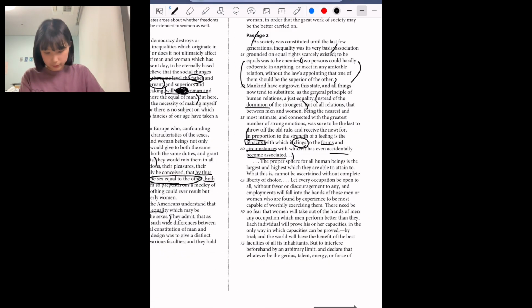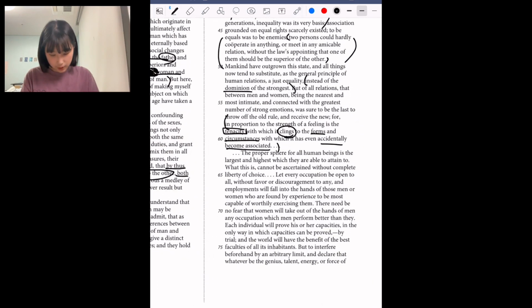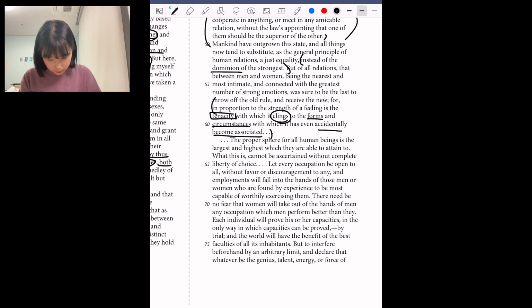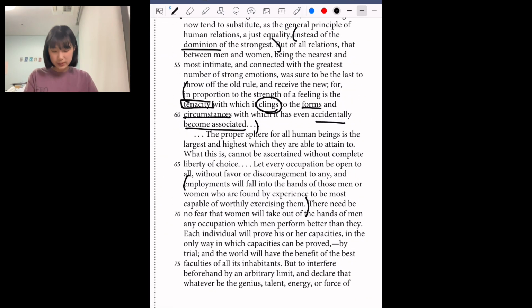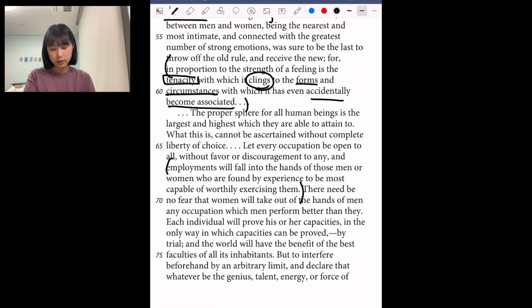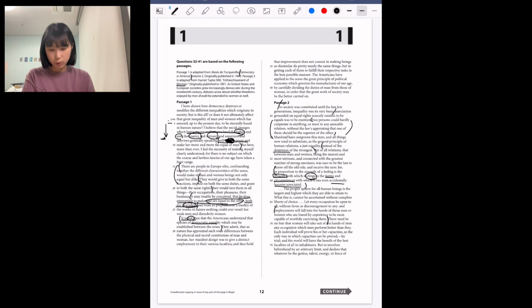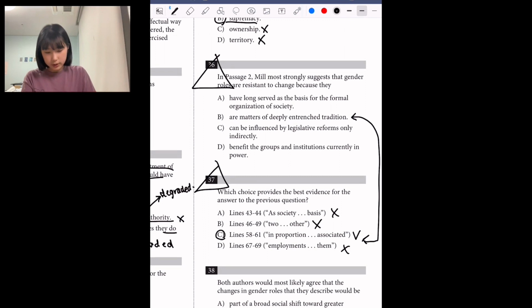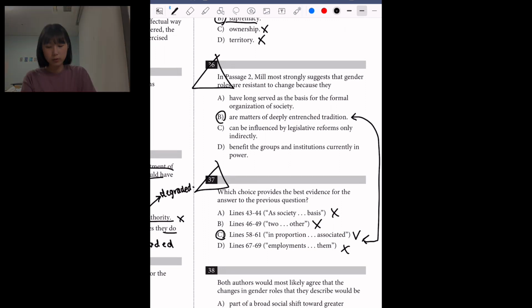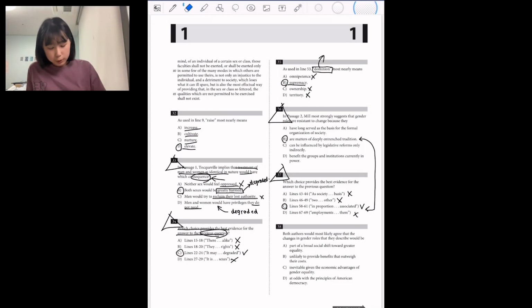Employments then. Employments will fall into the hands of those men or women who are found by experience to be most capable of worthily exercising them. We're gonna isolate it like this. I need to go back and forth a lot of times. And here it's talking about something completely different from what we want to hear from the question itself. So we're going to disregard this as well. So basically, the answers are C for 37 and B for 36. Now we'll move on to question 38.